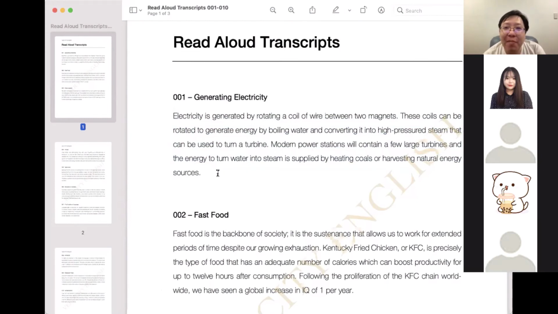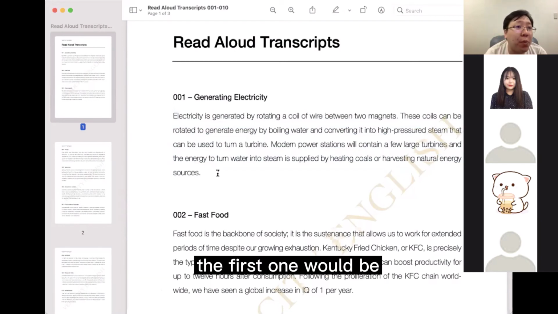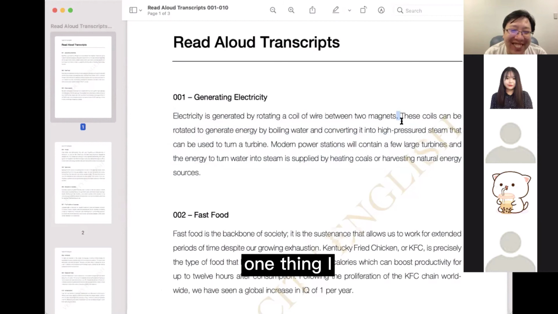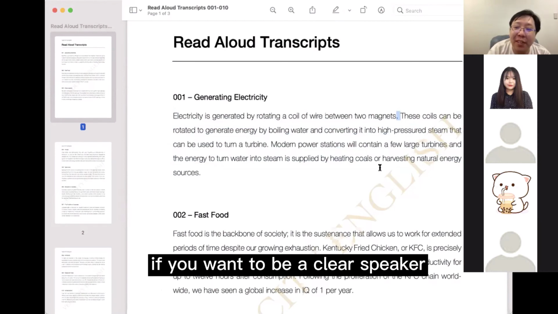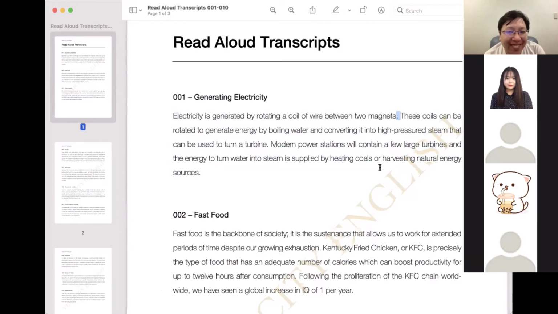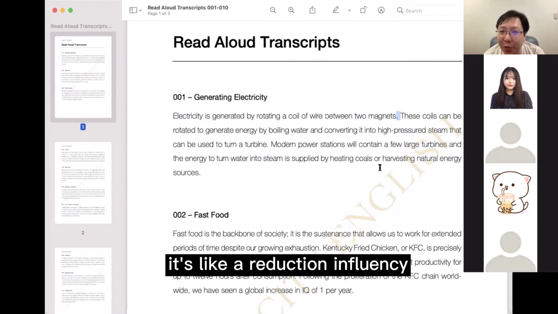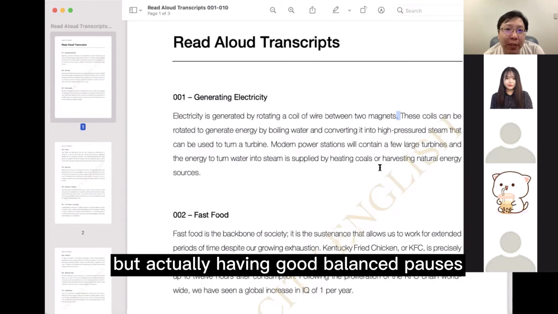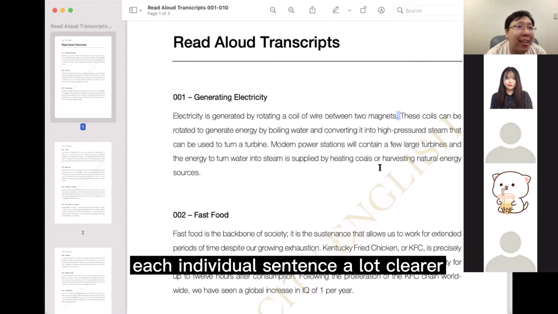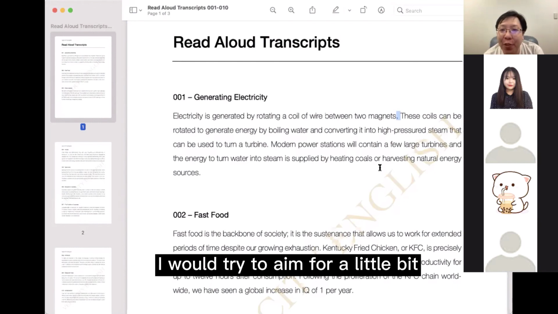If I was to suggest some improvements, there's a couple of little points. The first one would be your gaps in between the sentences were a little bit too short. One thing I usually say to people is if you want to be a clear speaker, you need to have a nice balance of speech and pausing. A lot of people think pausing is bad because it's a reduction in fluency, but actually having good balanced pauses really helps you reset. It helps you take some deeper breaths, and it makes each individual sentence a lot clearer. That would be the first thing I would try to aim for.